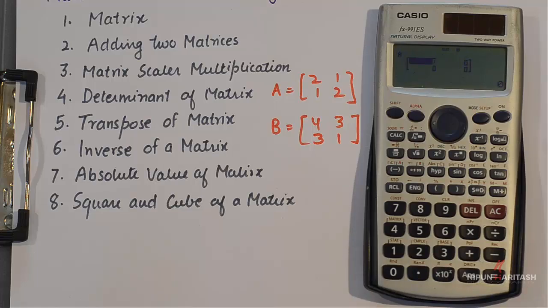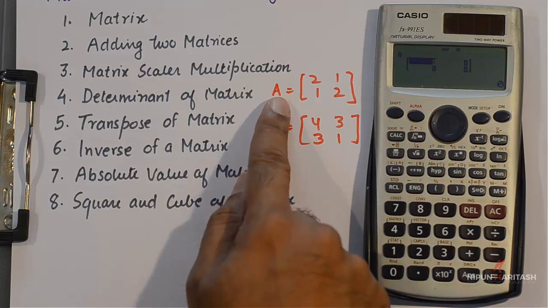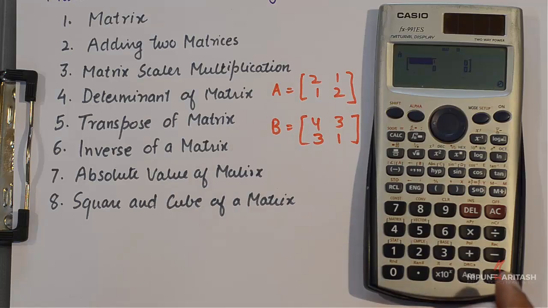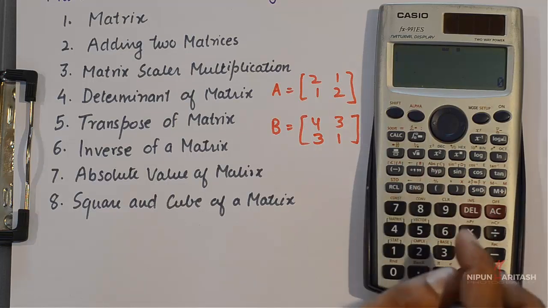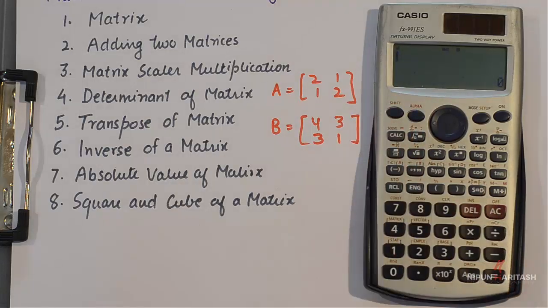Then it is giving me the option to enter values for the matrix. I'll put the values as the matrix A and B. For matrix A I'll put 2, then press equal, 1, then equal, 1, then equal, and 2, then equal. Once you do that, the values are entered into matrix A. Then you can clear the screen and then you can press shift, then press 4.